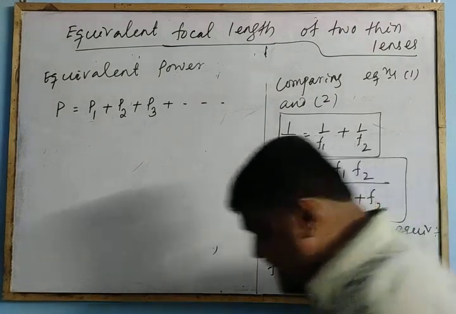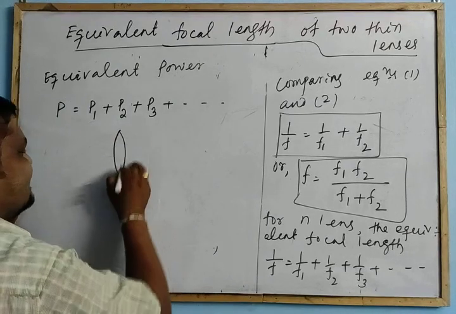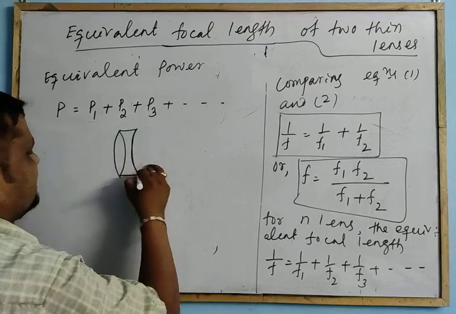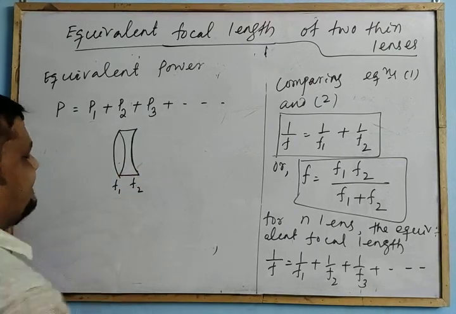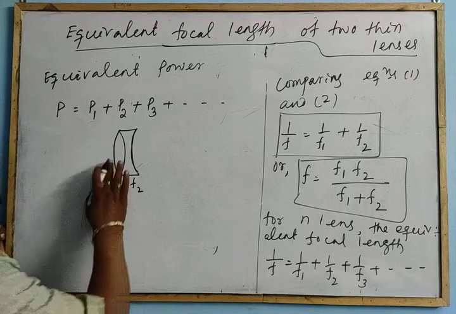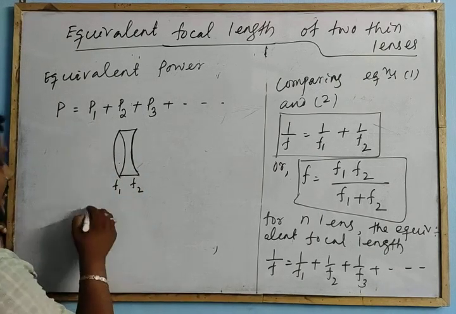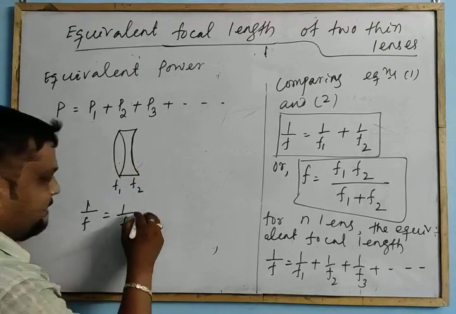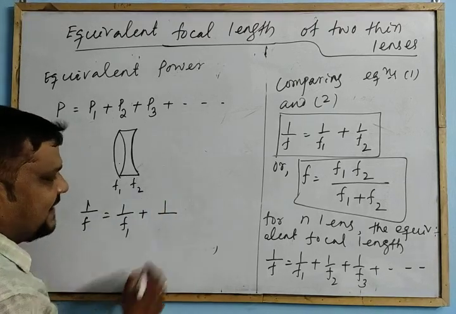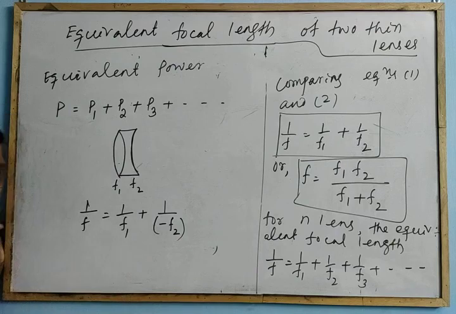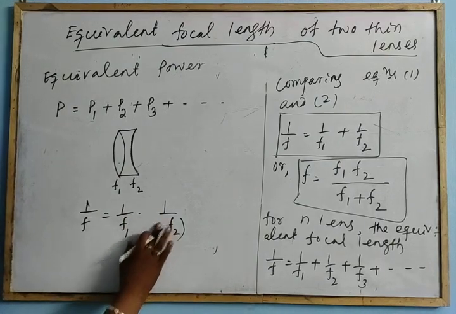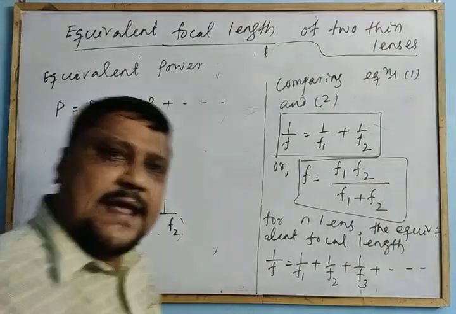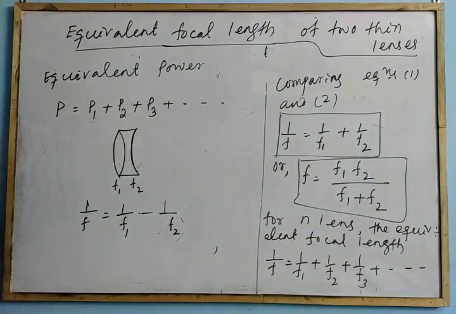Now, in these same cases, if one is a convex lens and the other one is a concave lens, they are placed like this. One has a focal length f1, the other has a focal length f2. When you calculate the equivalent power, one is convex, the other is concave. So use the same formula: 1 by f equal to 1 by f1, which is positive, plus 1 by the focal length of the concave, minus f2. You will put it as minus f2. So the formula is the same: 1 by f equal to 1 by f1 minus 1 by f2. That is the combination of a convex and concave lens. That is the formula for equivalent focal length.